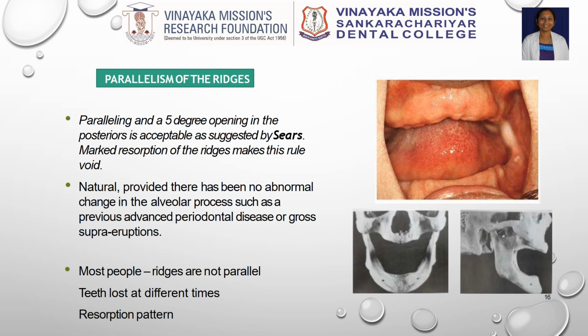The next comes the parallelism of the ridges. When the patient is opening, the posterior parallelism can be up to 5 degrees according to Sears, but it is highly impossible because the patient might have lost their teeth due to some periodontal diseases, or the patient might have extracted the teeth in different time periods, and because of supra-eruptions, always the ridges may not be parallel to each other.